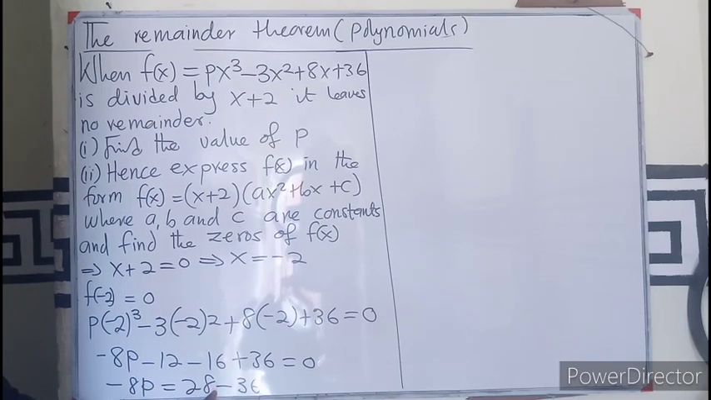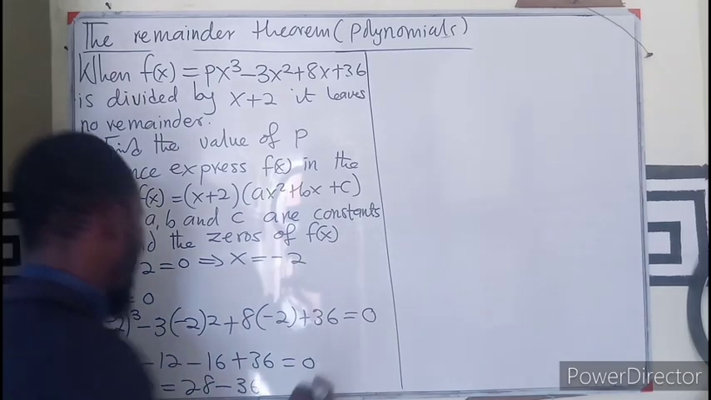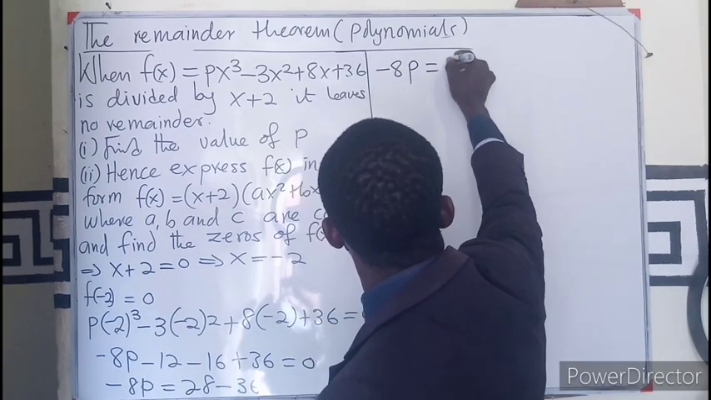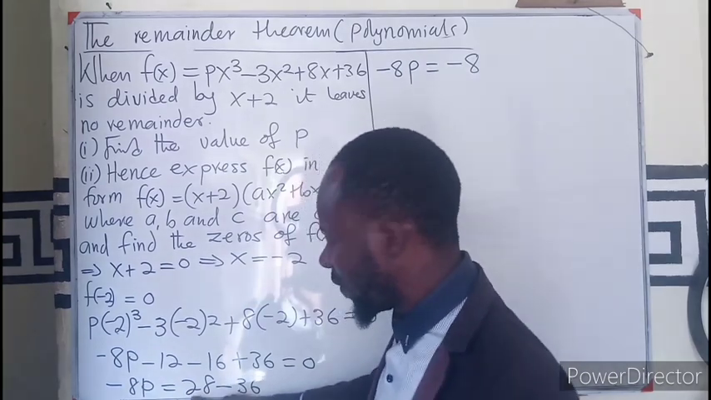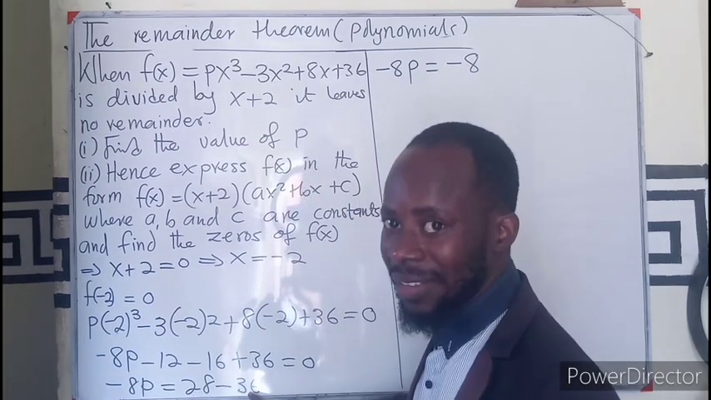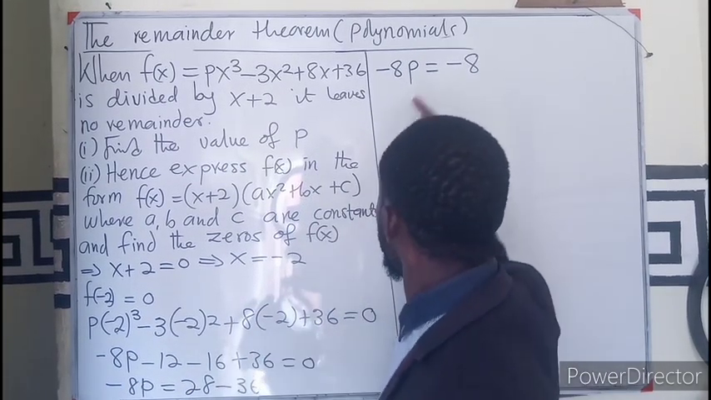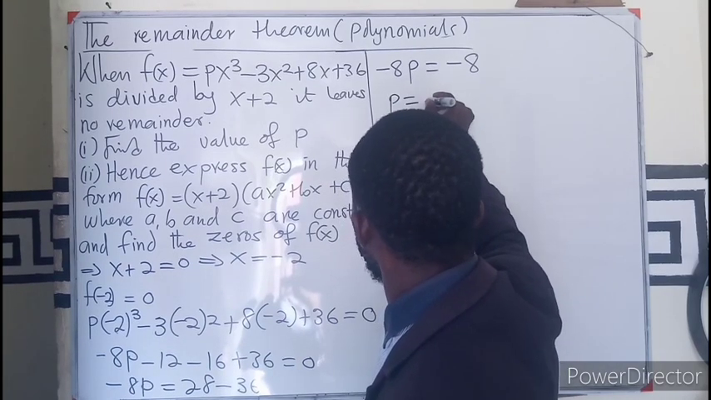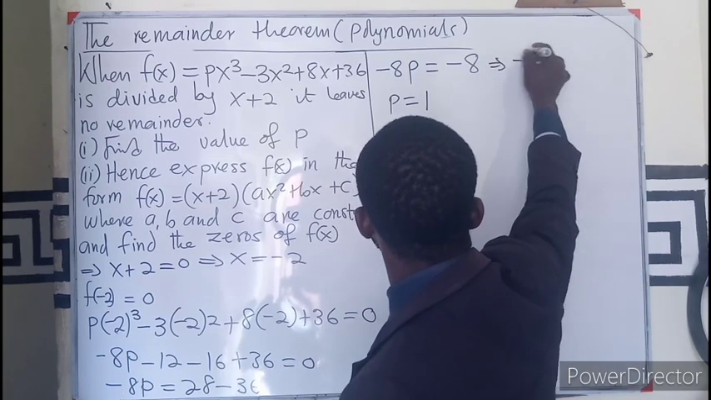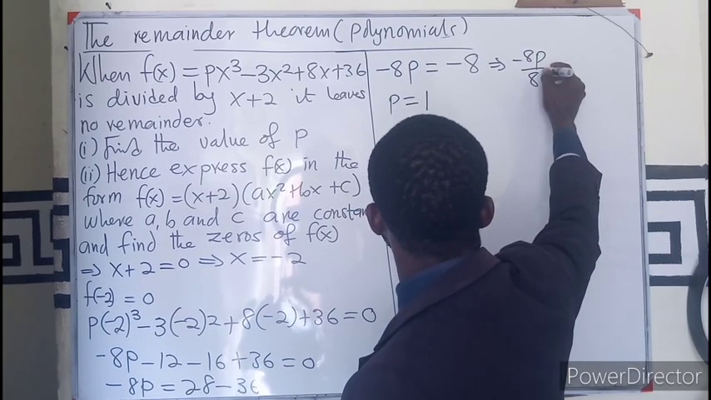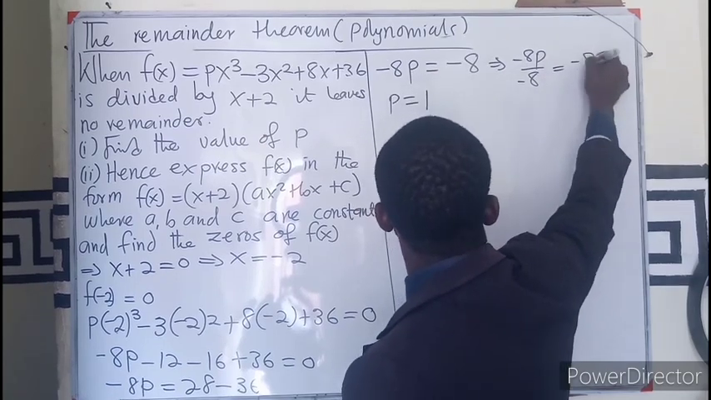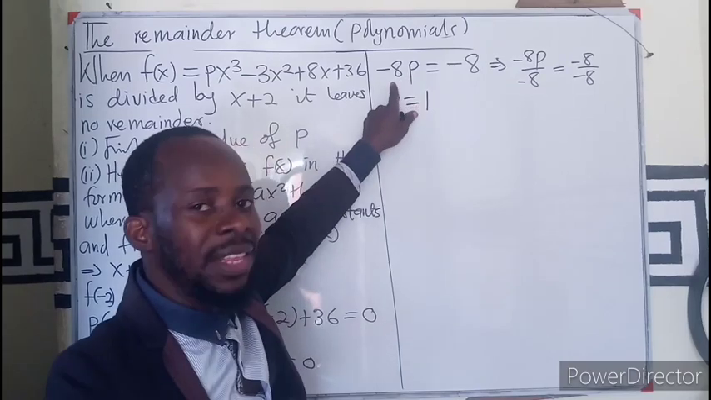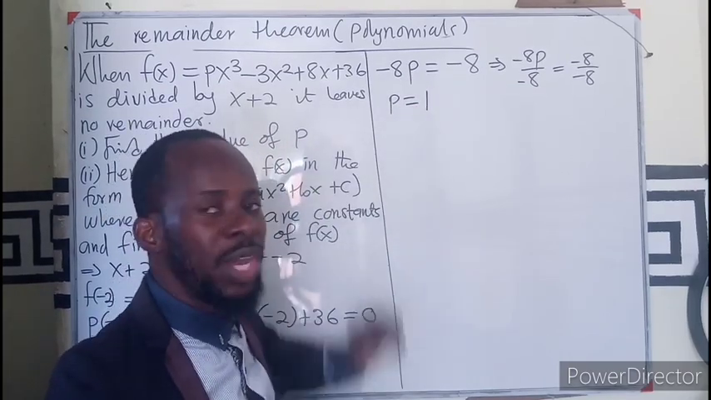Then 36, as positive, will cross to give you negative 36. 28 minus 36 will give us negative 8. So we are going to have negative 8p equals negative 8, since 28 is less than 36, you get a negative value. We are looking for p. So we have negative 8p over negative 8 equals negative 8 over negative 8. Dividing both sides by negative 8, which is the coefficient, it leaves p equals 1.